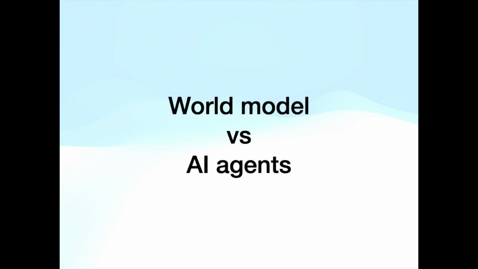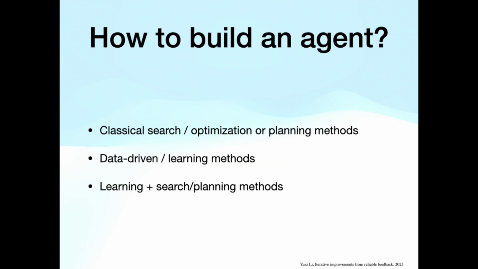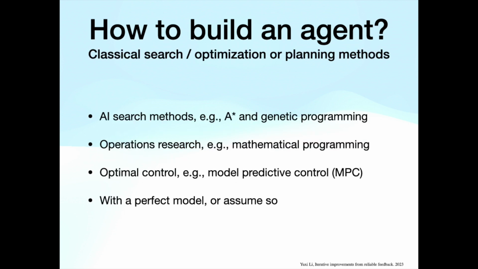Now let's discuss briefly world model versus AI agents. How to build an agent? There are 3 general methods. First, classical search, optimization or planning methods. Second, data-driven, learning methods. Third, learning plus search/planning methods. AI search methods, operations research, and optimal control are classical search, optimization or planning methods. They work with a perfect model, or assume so.